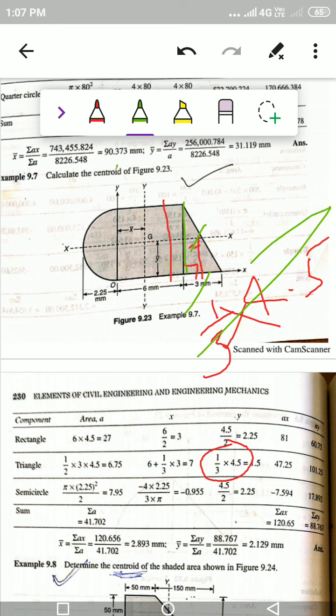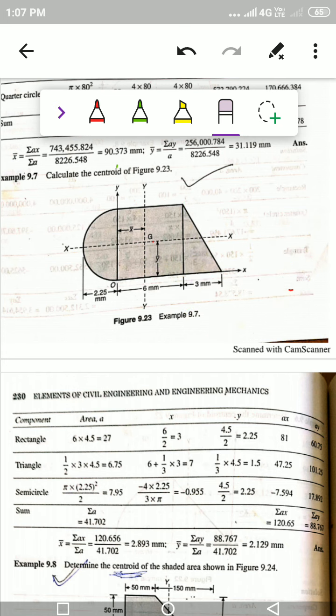Then after that you have to calculate ax and ay as usual. So ax and ay have to be calculated for a triangle also. Next, for a semicircle, you just observe that the area of the semicircle is known, that is pi r square divided by 2 here. So r is the radius of the semicircle, and pi r square divided by 2 is the area of the semicircle you have calculated.